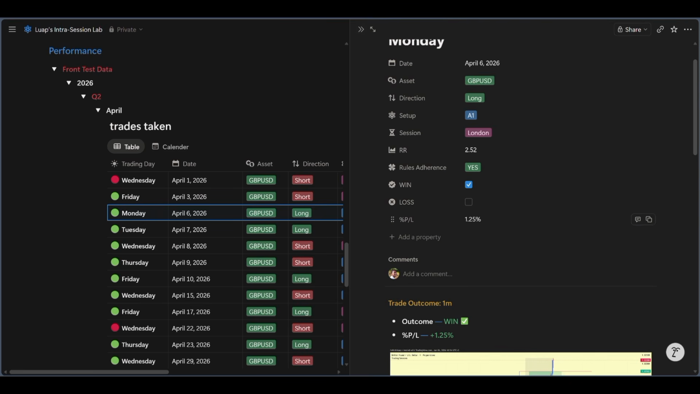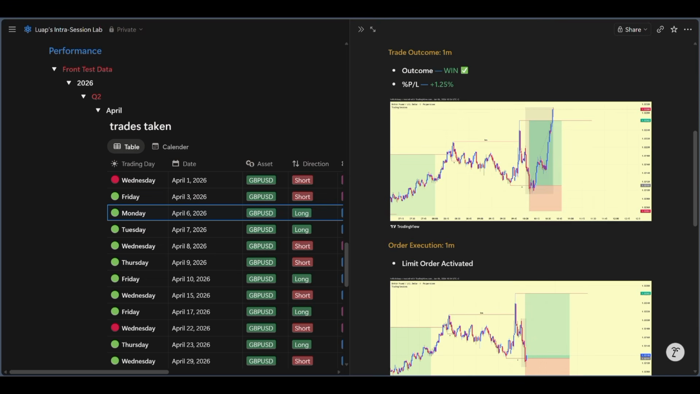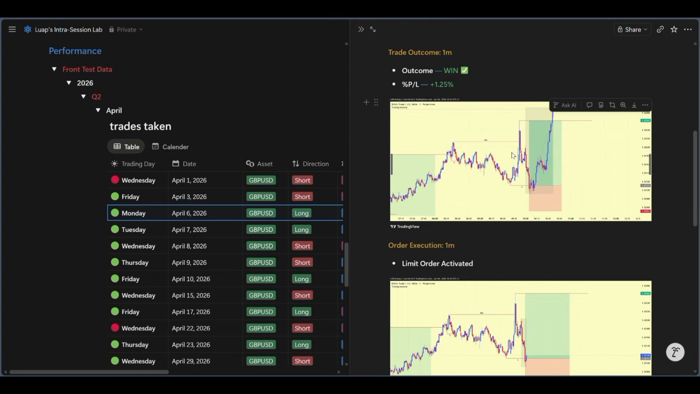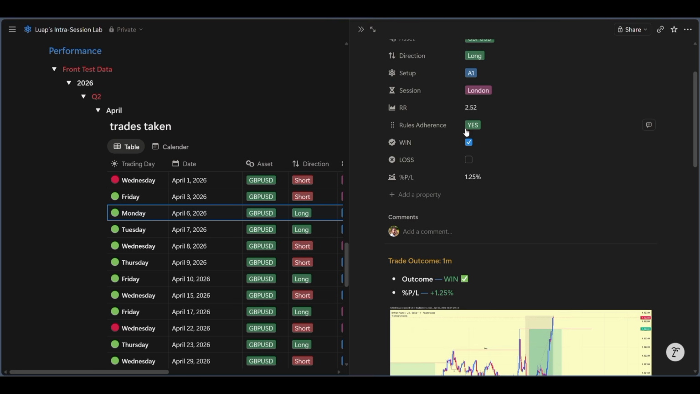And by the way, this is April 6 GBP USD. It was a long position. The setup is A1, of course pro trend, and the session is London, meaning the key window. You can clearly see there is this green box for Asia, and this gray box here is for London. So I was taking the trade exactly during my London key window, when London was starting. Rules adherence, of course, yes, it was a winner, yes.